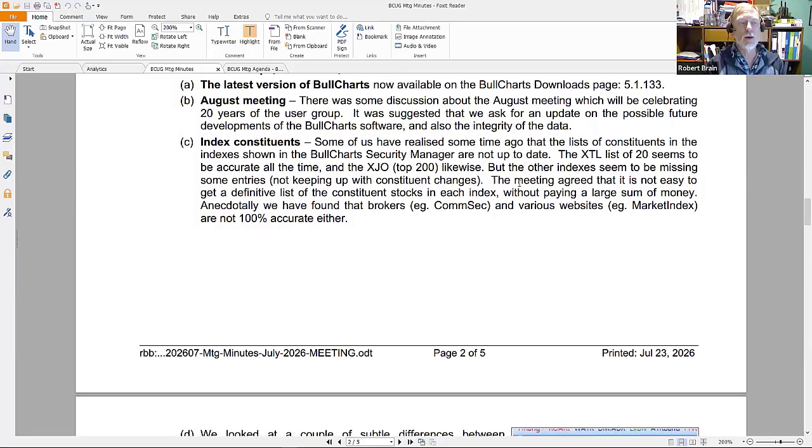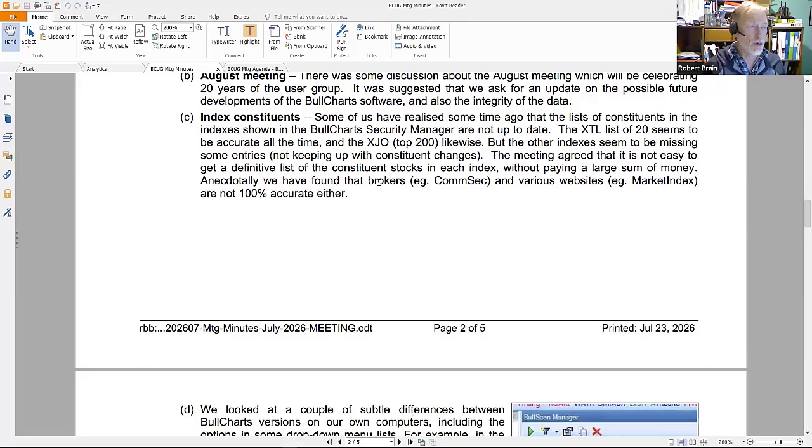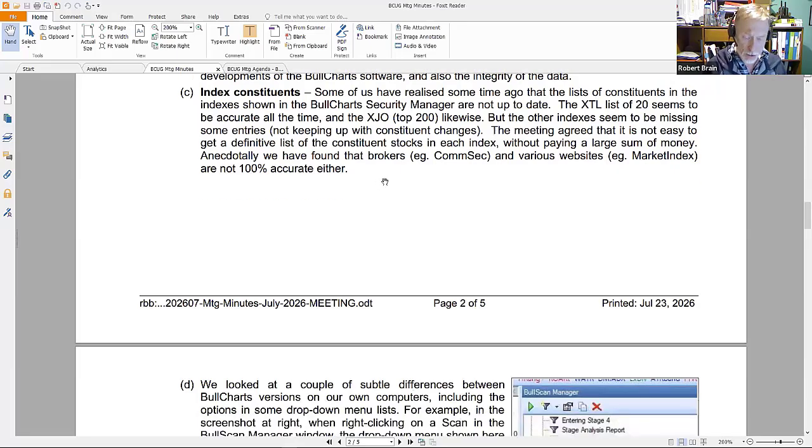And so you can go to any website, including brokers like CommSec, and look at the market index website, which is fairly good. And you will find that there are discrepancies. There are some stocks not included in their index listings when they should be, and some that are there that shouldn't be there. So that's a conclusion that a few of us have drawn after studying that quite intensely.